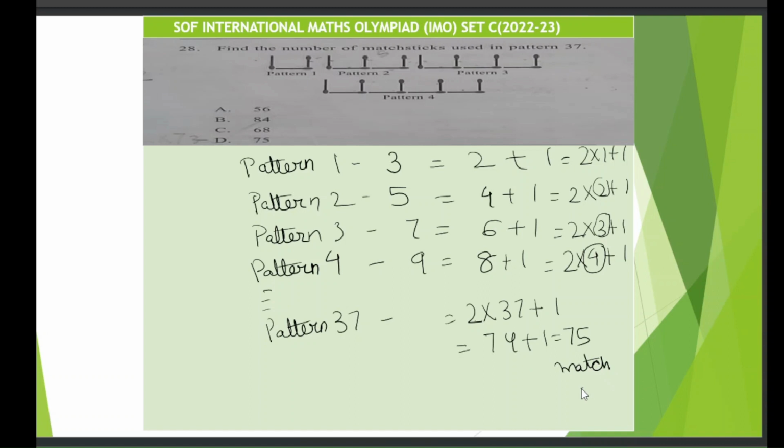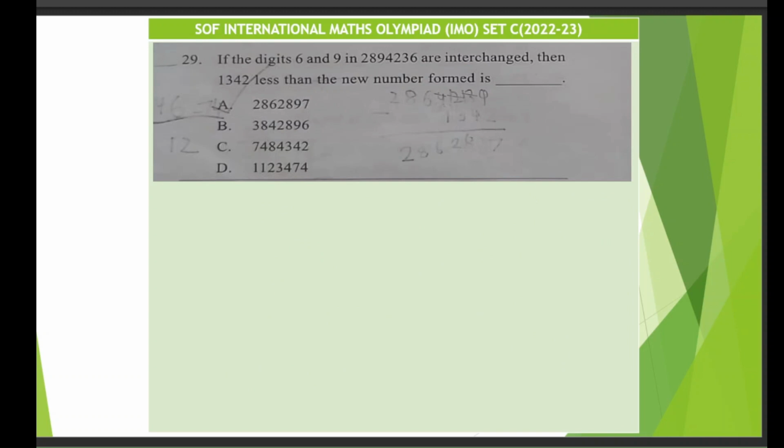So which answer will be correct? It will be option D. Option D says 75. So question number 28, just for more clear visibility, I am writing it again. Answer is option D, 75 matchsticks. Let's move to the next question. Let's start with question number 29.